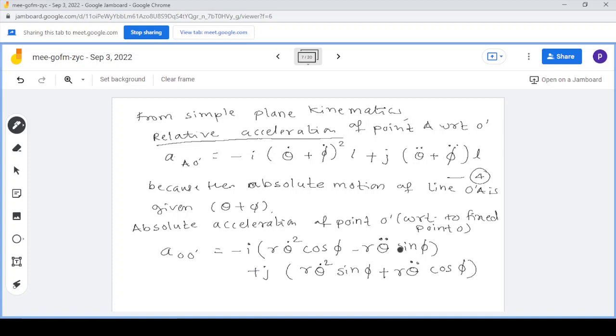so let us call this expression 5. Okay, now by using the approach of vector addition, the total acceleration of A with respect to O is equal to the relative acceleration of A with respect to O dash plus the absolute acceleration of O dash with respect to O. Okay, I have written it here, the meaning is absolutely the same.